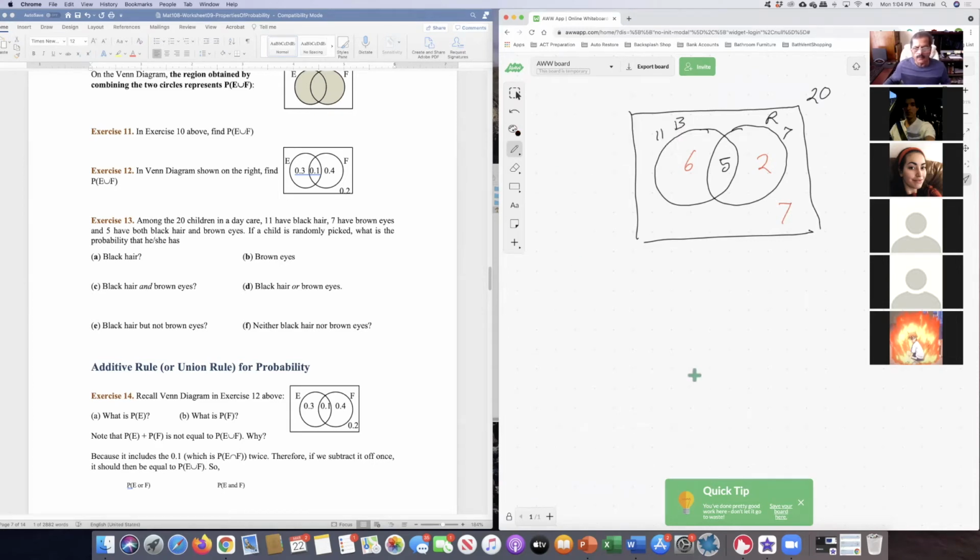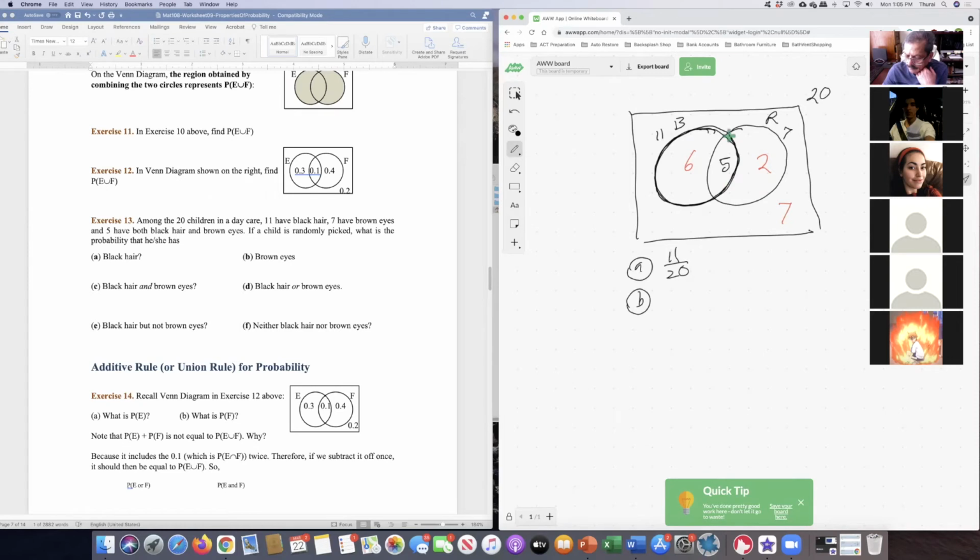First question is, what is the probability that the child has black hair? Anybody? Answer the first question. 11 over 20. 11 over 20 is right. If anybody is not following, ask the question. Why would it be 11 over 20? Wouldn't it be 6 over 20? No, 6 is on the left side of B, 5 on the right side of B. B has 11. See that?